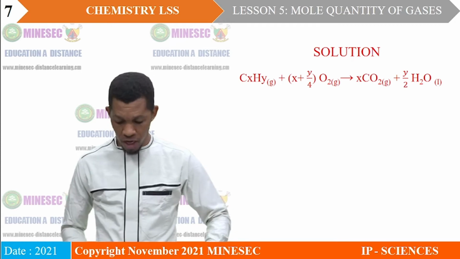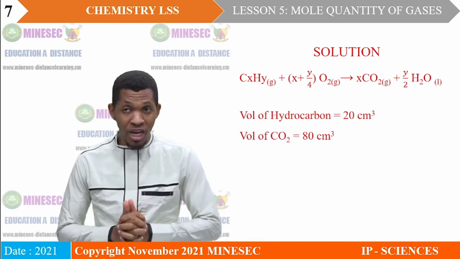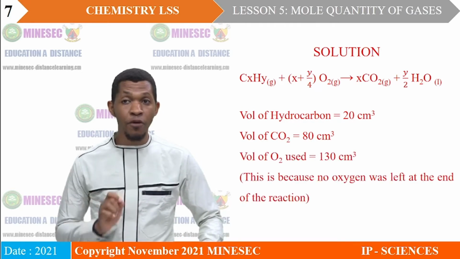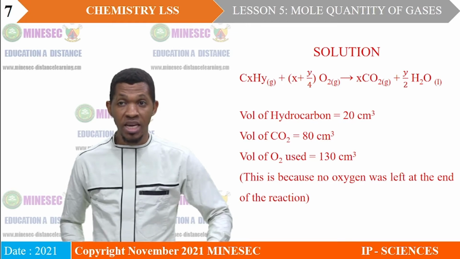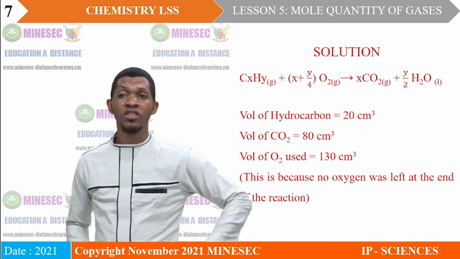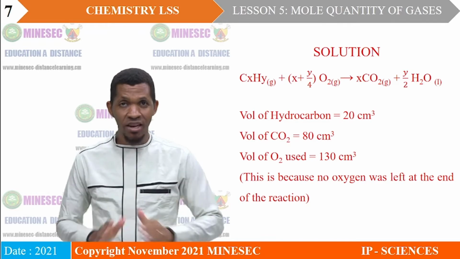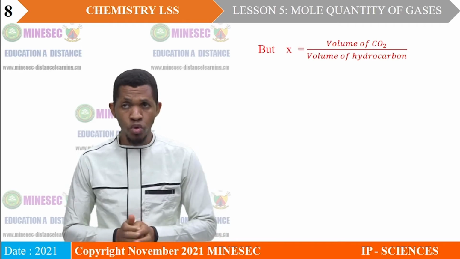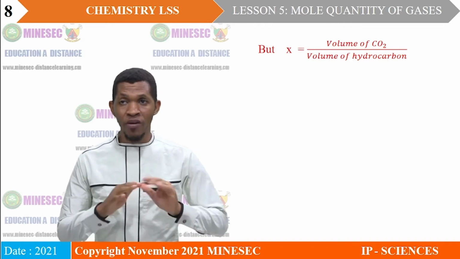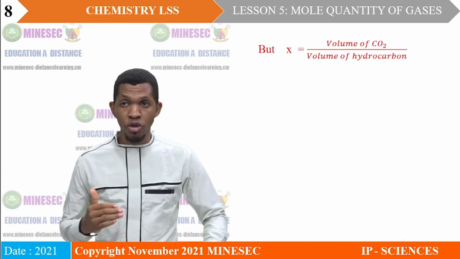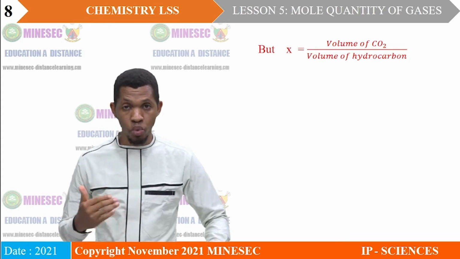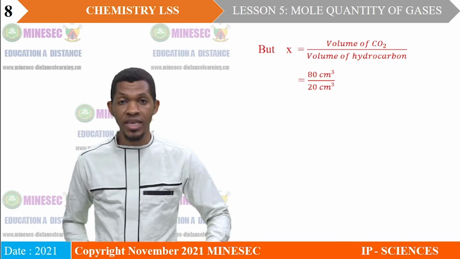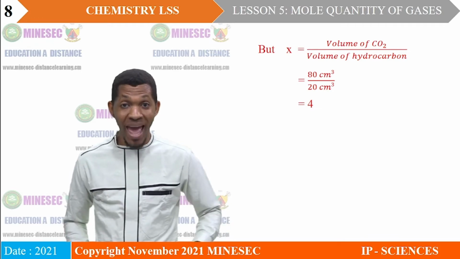formula of the hydrocarbon. The volume of the hydrocarbon is 20 cm3, the volume of carbon dioxide 80 cm3, and the volume of oxygen used in the experiment is 130 cm3. This is because no oxygen was left at the end of the reaction. x is equal to volume of carbon dioxide over volume of the hydrocarbon. Substituting the volumes with their values, we have x is equal to 80 cm3 over 20 cm3. Simplifying, we have a value of x is equal to 4.